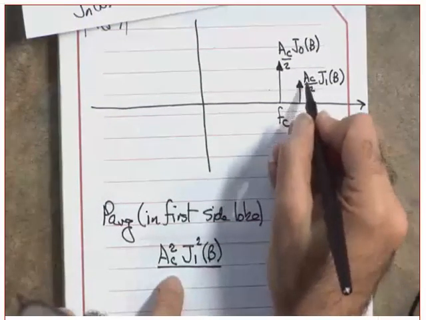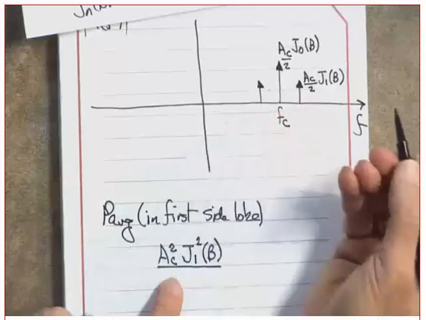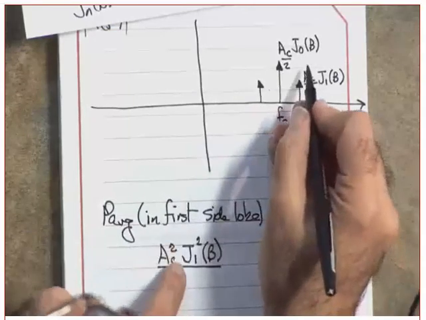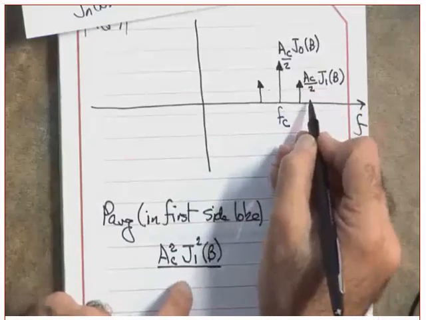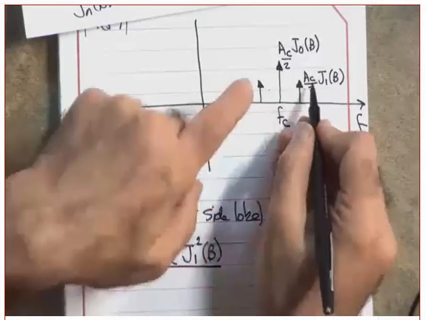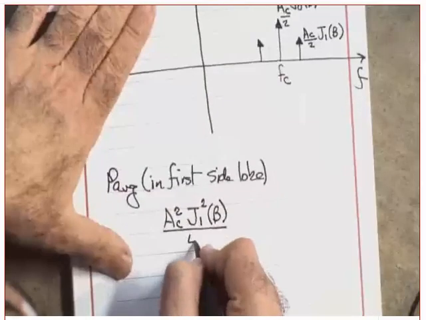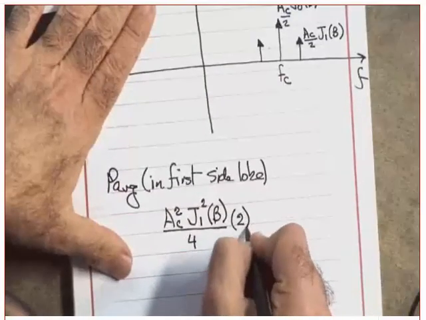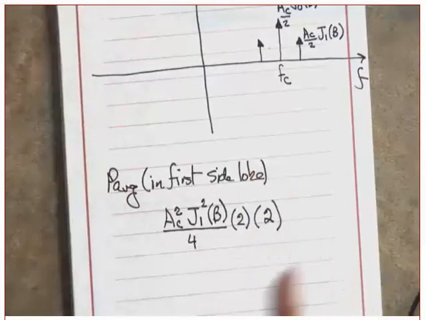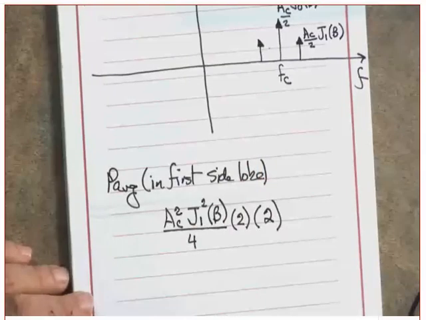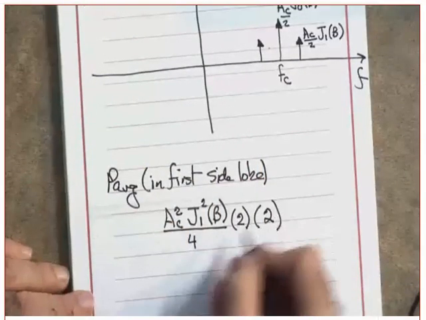AC, this one here. What is the power in here? Just this one. There's another one in here. Same thing. Yes or no? What is this? AC square, J1 square of beta, divided by 4, multiplied by 2. Did you get this or not? So divided by 4, multiplied by 2, and then multiplied by 2. Did you understand why there is 2? Why there is 2? Did you get this or not? So what do you end up with?